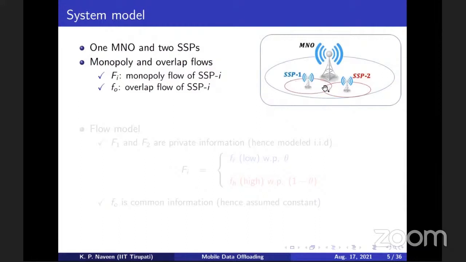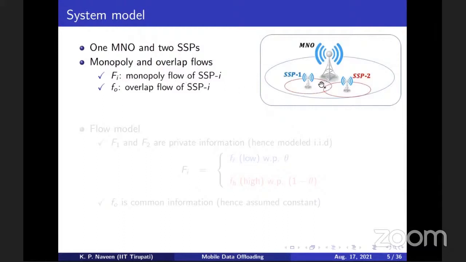Okay, so this is the overlap region. Leaving the overlap region, all users in this region were subscribed to the mobile network operator. The traffic generated by them, I refer to it as the monopoly flow. Why monopoly? Because if at all the MNO decides to offload, it has to only offload to SSP1. So SSP1 has monopoly over the traffic generated by those users. So there's Fi for SSPi, and F1 and F2 are the monopoly flows.